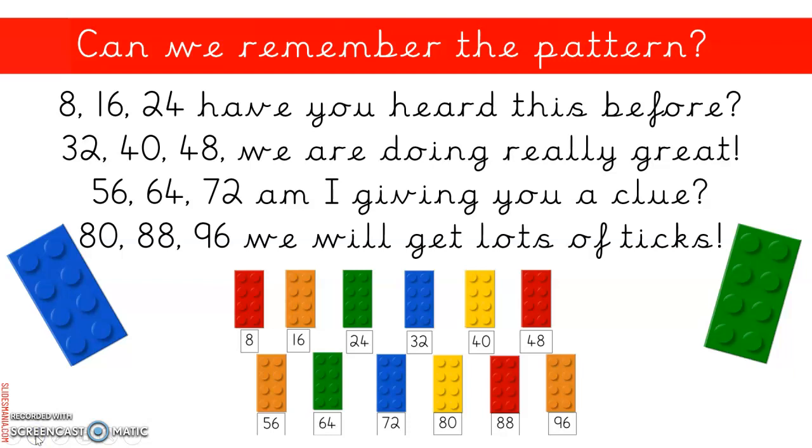So can we remember it? Got a little verse to try and help you. Here we go. 8, 16, 24. Have you heard this before? 32, 40, 48. We are doing really great. 56, 64, 72. Am I giving you a clue? 80, 88, 96. We will get lots of ticks. So you can always try and remember that to help you remember this quite tricky pattern.